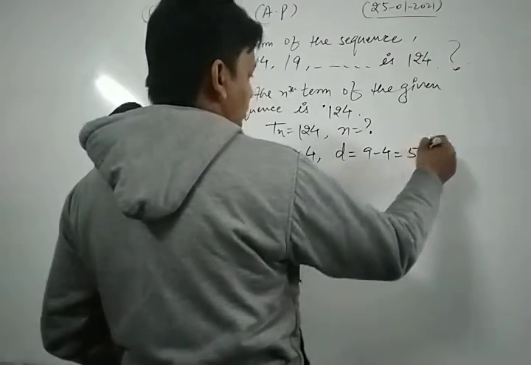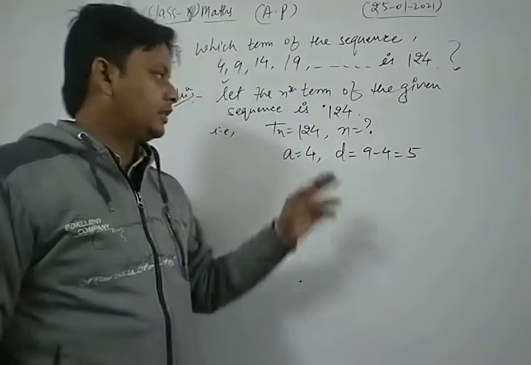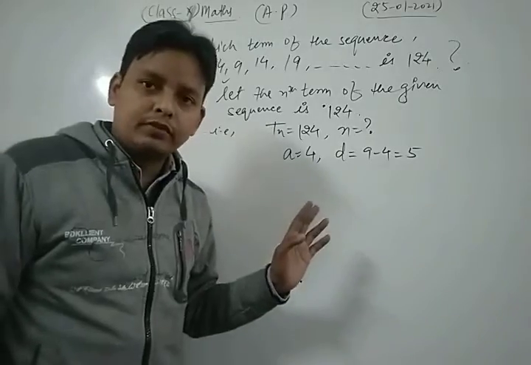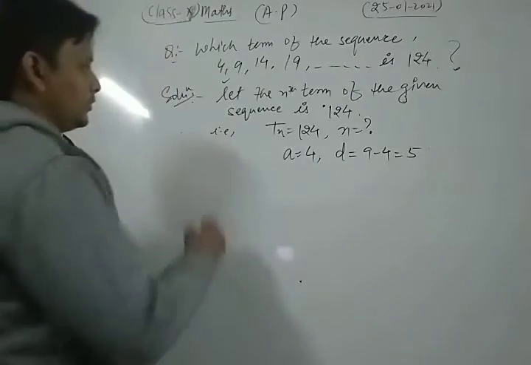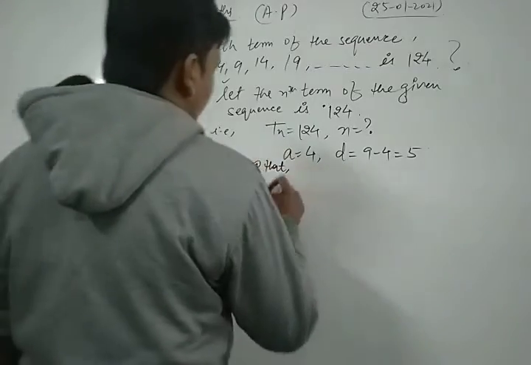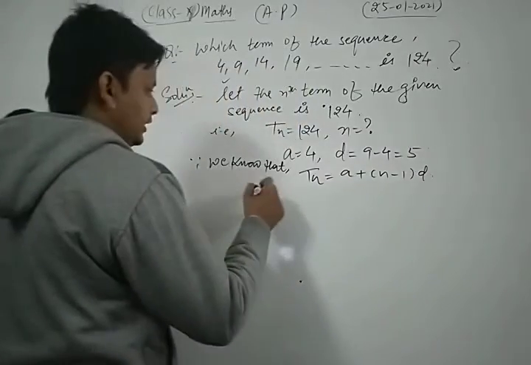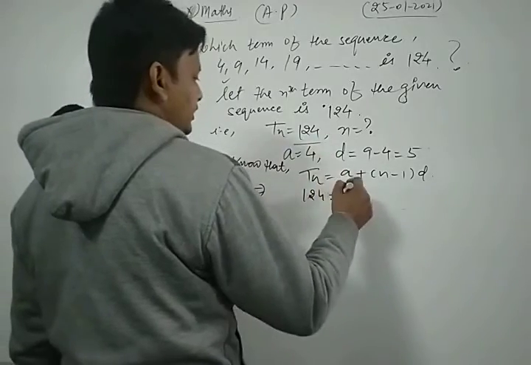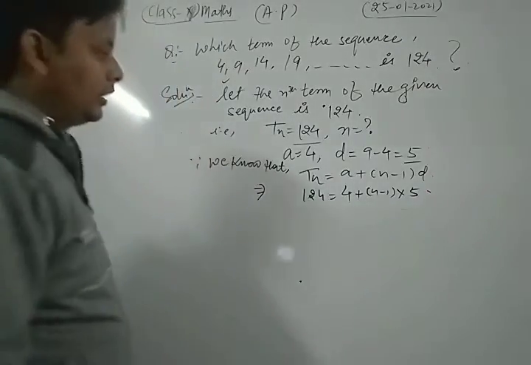For that AP, the first term is 4, the nth term of that AP is 124 and d is 5. Since we know that the formula for the nth term of an AP is a plus n minus 1 into d, now we put the values: 124 is equal to 4 plus n minus 1 into 5.